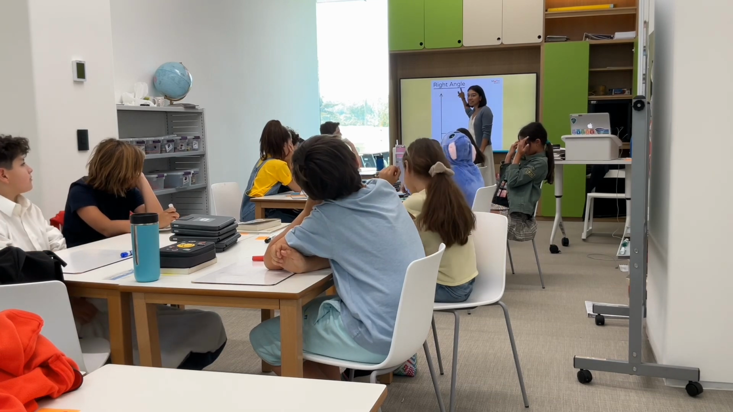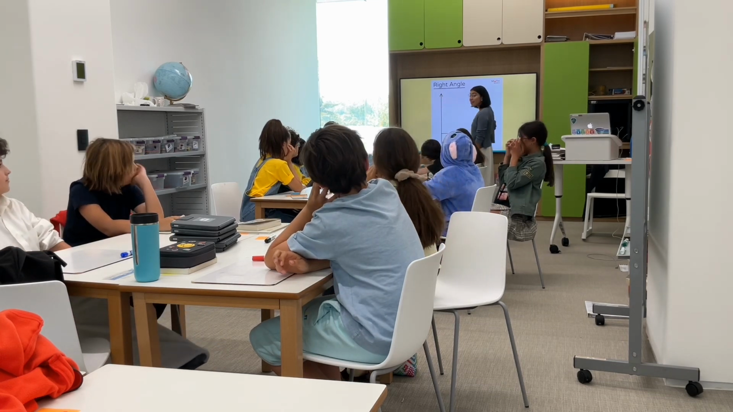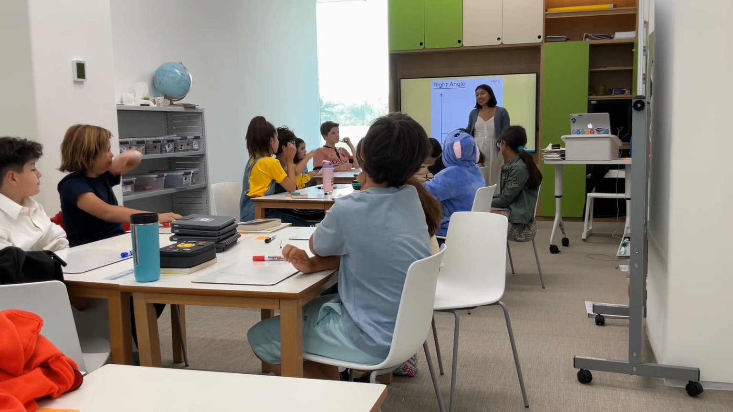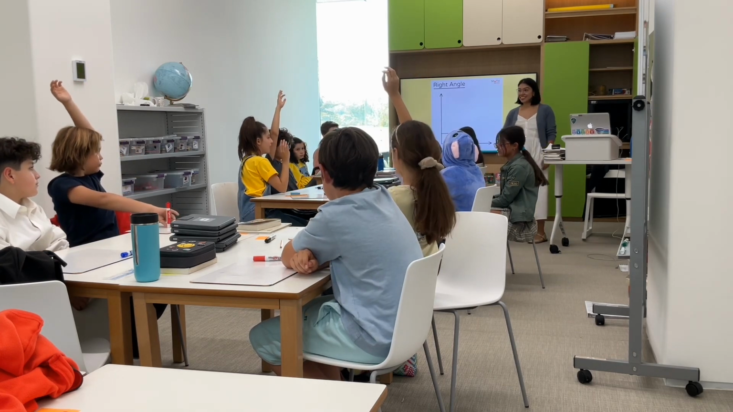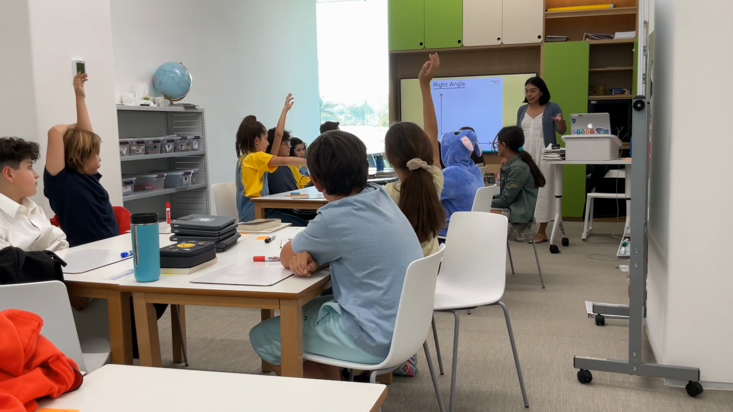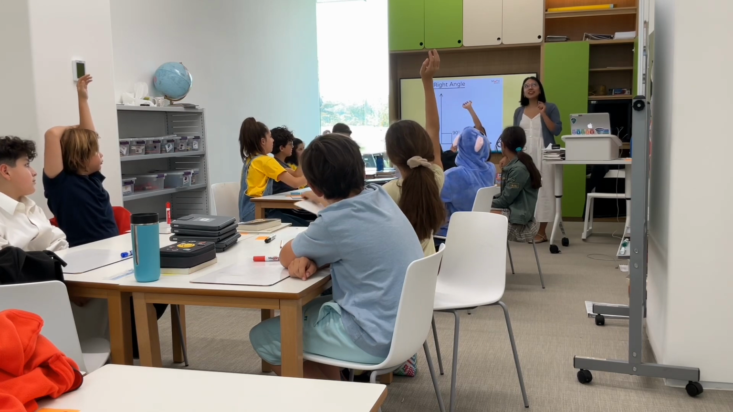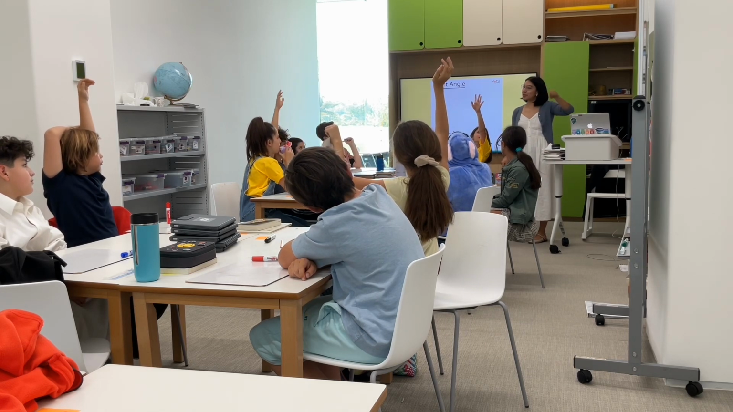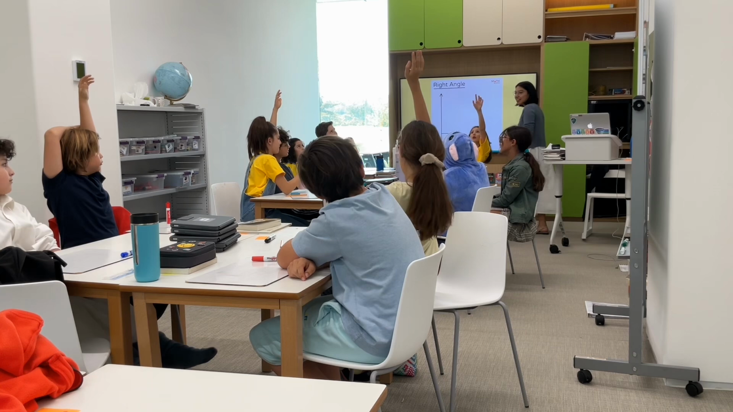A right angle. Can anyone think of any examples of right angle in the classroom? The wall and the floor, perfect. Okay, when I thought about right angle, I thought the wall and the ceiling, but the wall and the floor, perfect. Melania? The lighting.